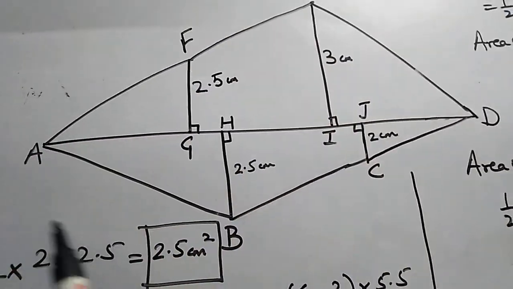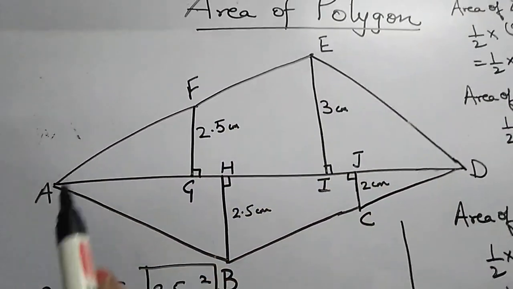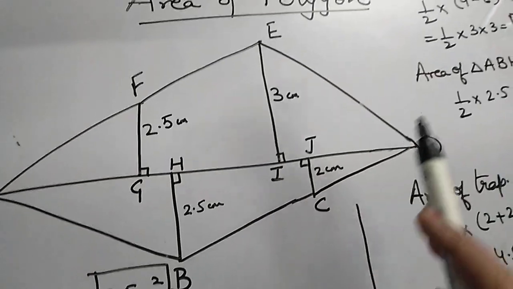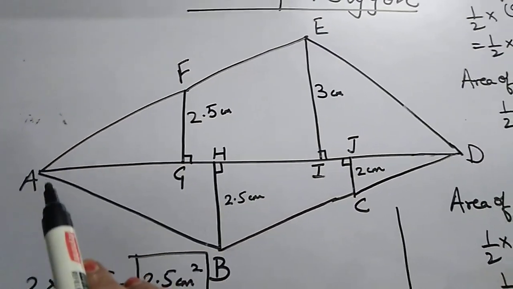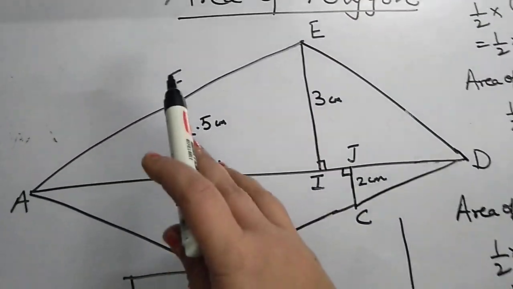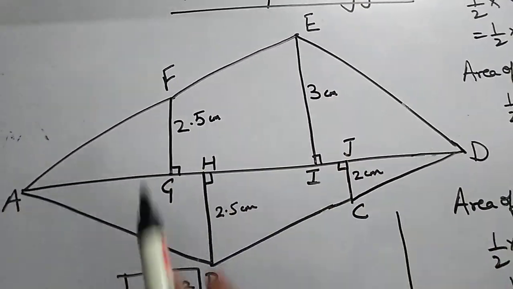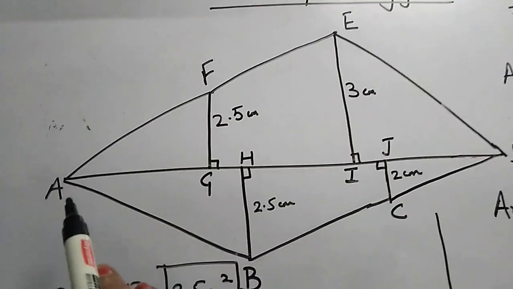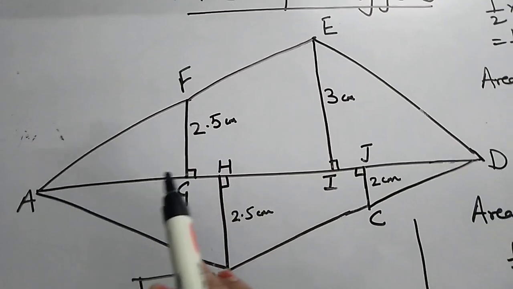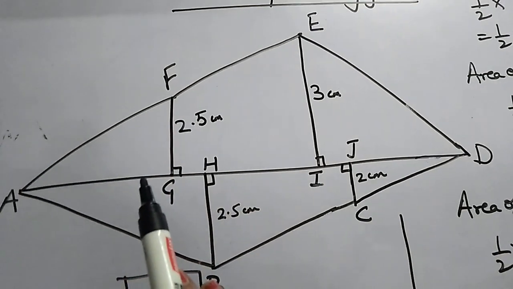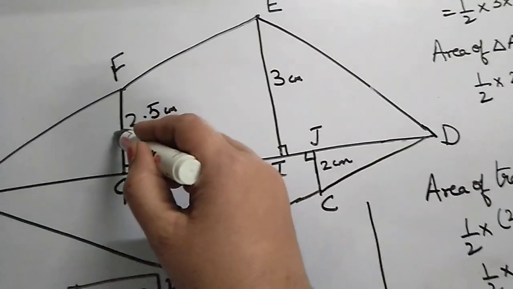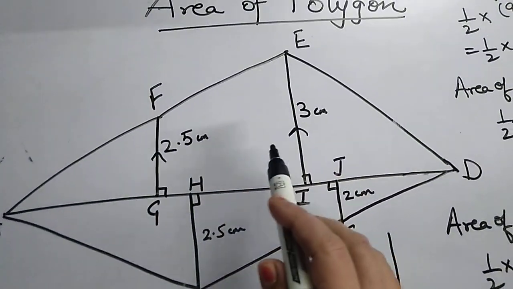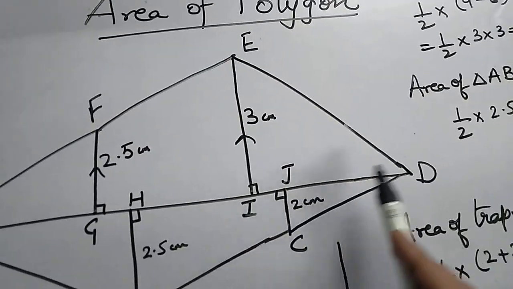Now this is a polygon. If the field is in this shape, I hope you can see A, B, C, D, E, F. To calculate its area, it is divided into triangles and quadrilaterals. Like AGF is a triangle, GIEF is a trapezium, because all these are perpendicular, one pair of opposite sides is parallel. This again, EID, is a triangle.